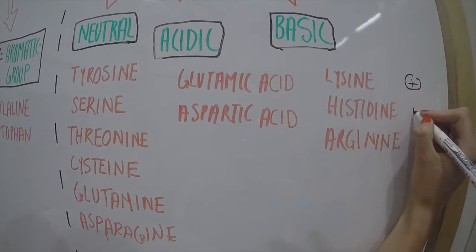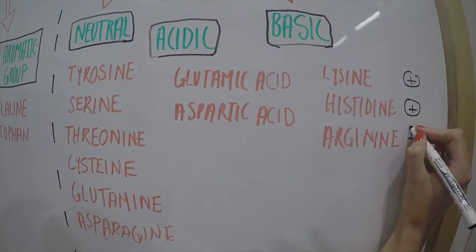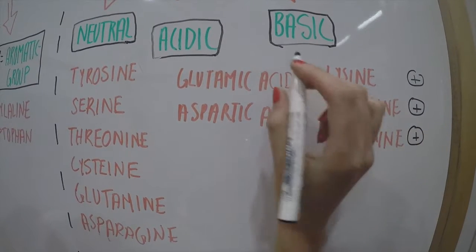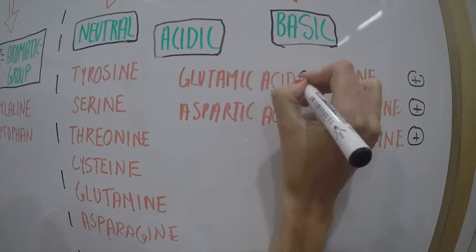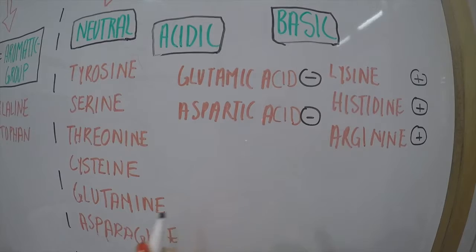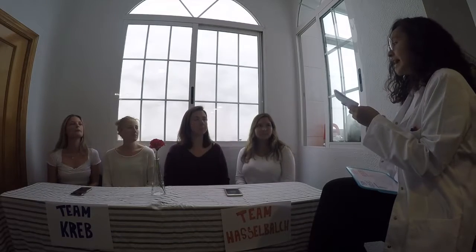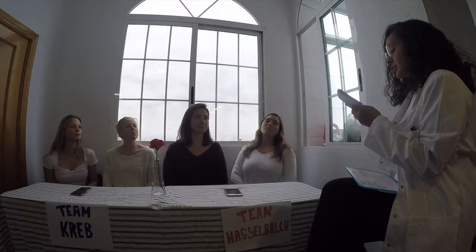Among the 20 common amino acids, 5 have a side chain which can be charged. At pH 7, 2 are negatively charged, aspartic acid and glutamic acid, and 3 are positively charged, lysine, arginine, and histidine. Question number 5. What do titration curves show?